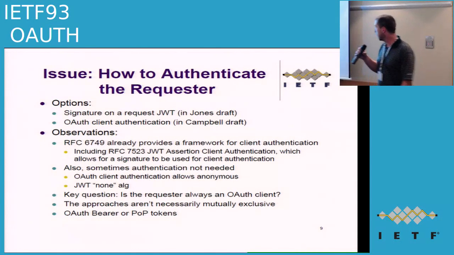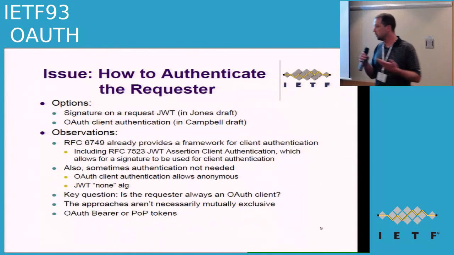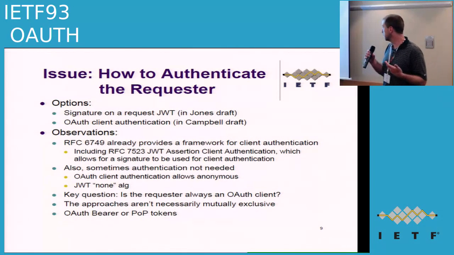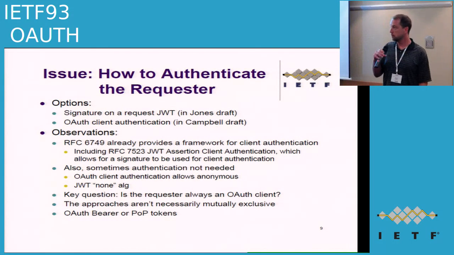So a key question here, from Mike's perspective, is whether the requester is always going to be an OAuth client. If you're dealing with the authorization server, in my mind, you are an OAuth client and can be given appropriate identity there. But if we need some means of authenticating something that's not an OAuth client talking OAuth to the authorization server, then possibly something else is needed. I will note that these two approaches aren't necessarily mutually exclusive. We could invent a client authentication scheme that signs over everything, or we could have two approaches. I'm not a big fan of that, but it's possible. I also wanted to mention that regular OAuth tokens or PoP type tokens could be considered.